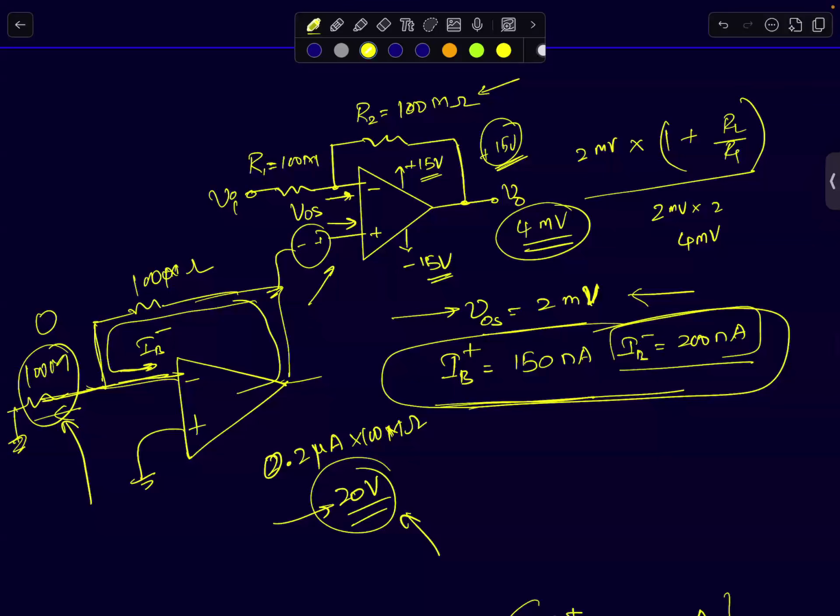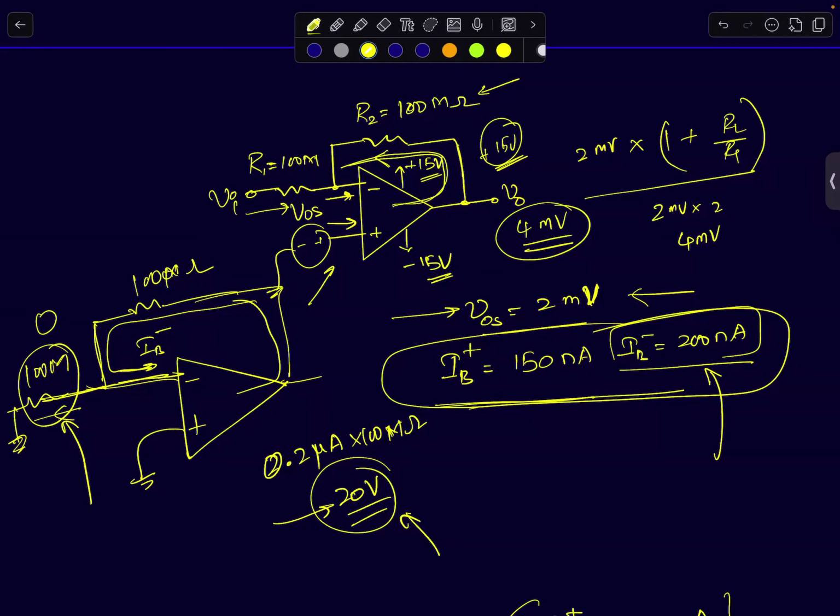The current that we are talking about is 200 nanoamperes. The op-amp has to supply a current of Vi by 100 megaohm, which will be a very small number, right? If your input voltage is within a few volts, you will be consuming a current of volts by megaohms, which will be in the order of microamperes or nanoamperes. So the op-amp will supply that current.